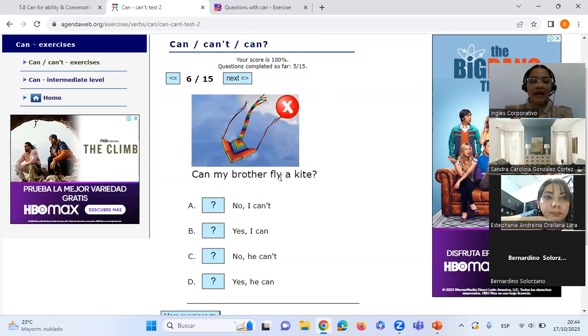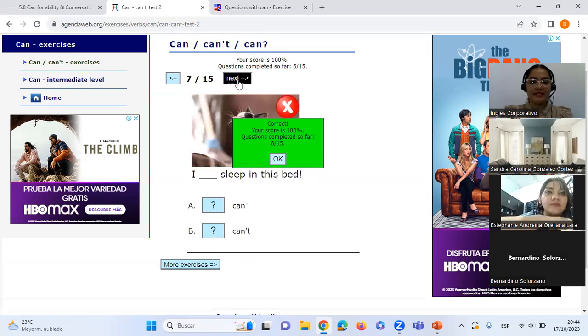Can my brother fly a kite? Yeah, a kite. No, he can't. Okay. Perfect. We're talking about my brother. No, he can't. Excellent. Good one.